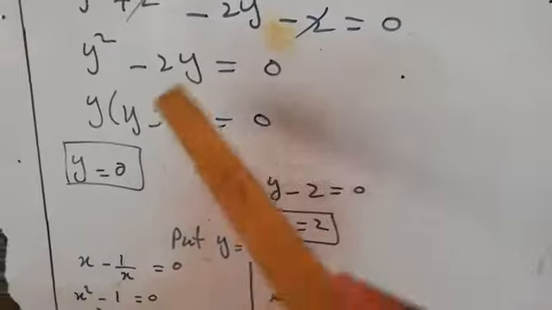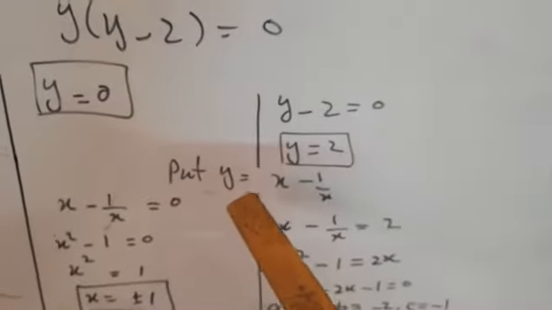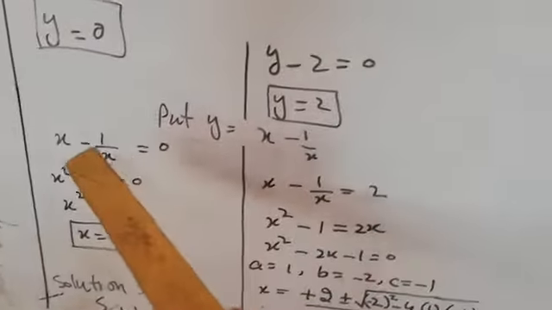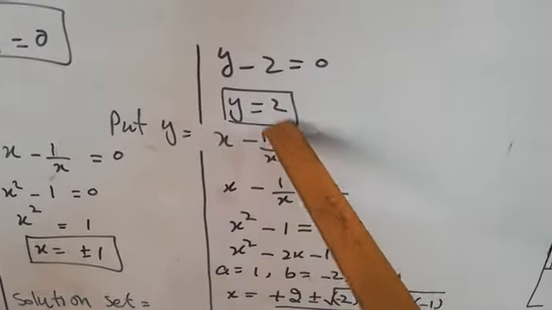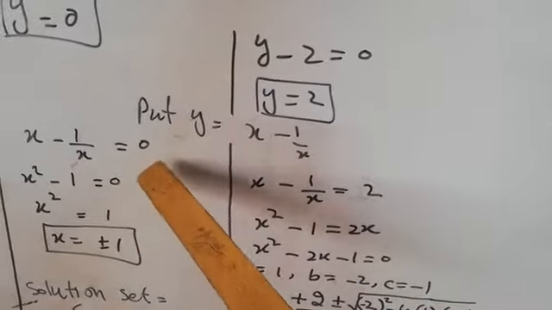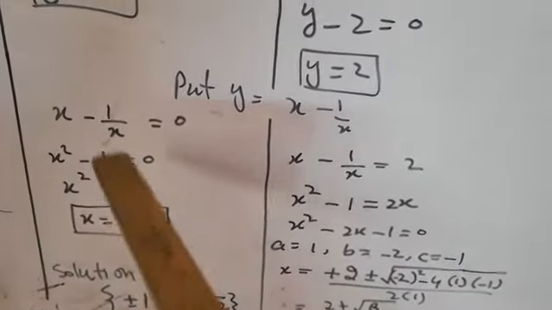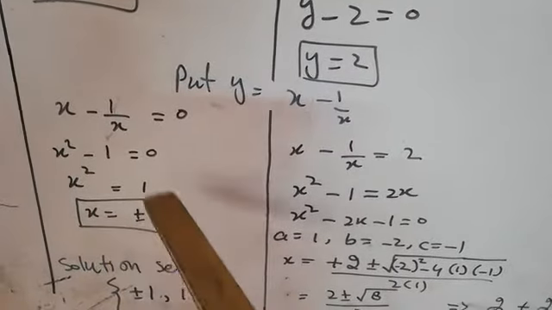But this is not our actual variable. So our actual variable is x. So we will re-put the value of y as x minus 1 over x, and we will get x minus 1 over x is equal to 0, and here x minus 1 over x is equal to 2. Here is a very simple method. We will multiply the equation by x and it becomes x square minus 1 is equal to 0. So x is equal to plus minus 1.